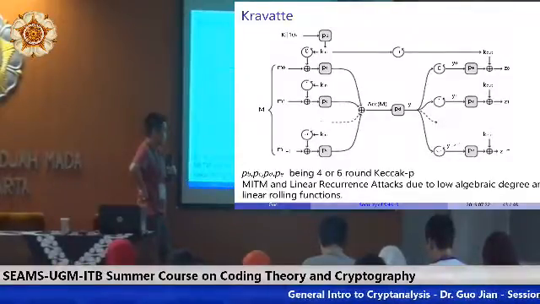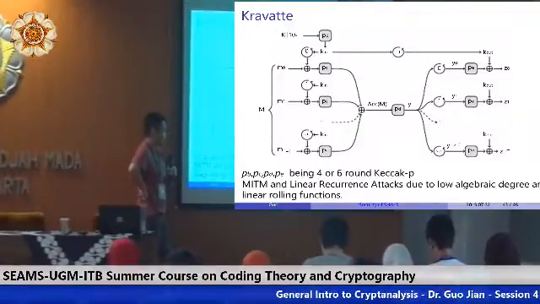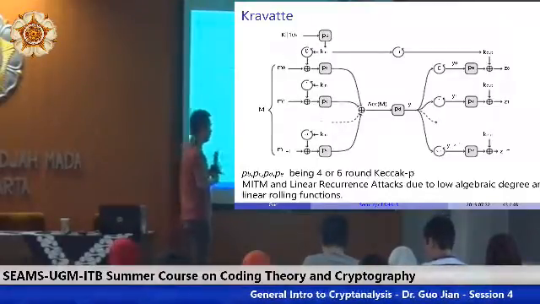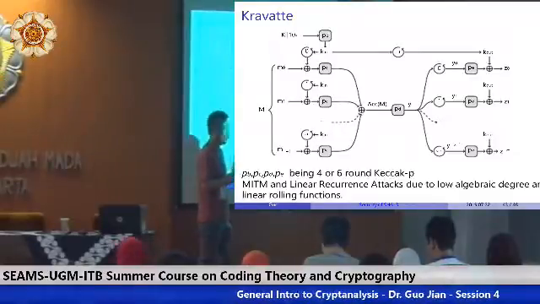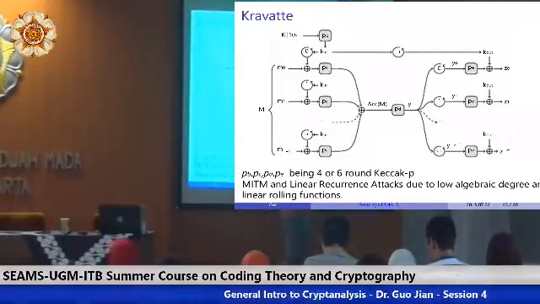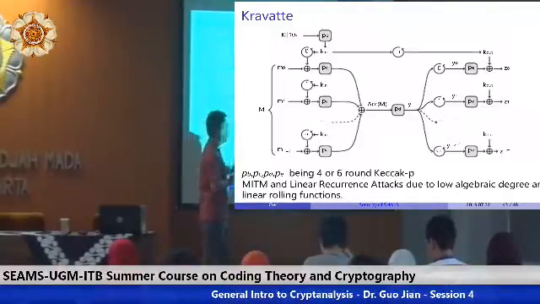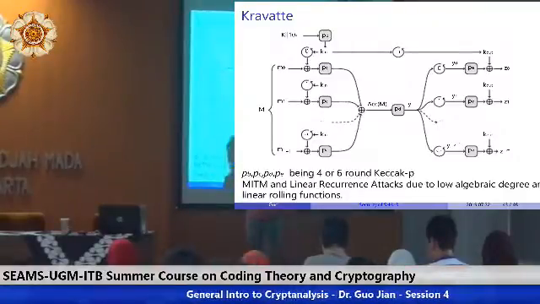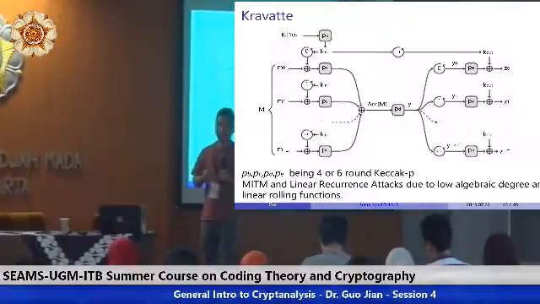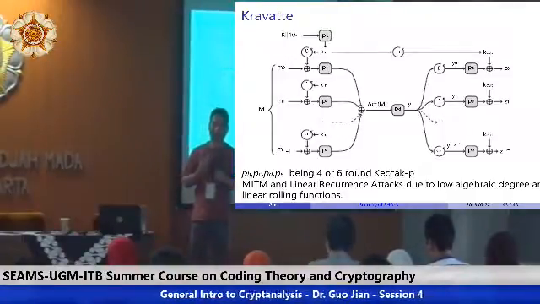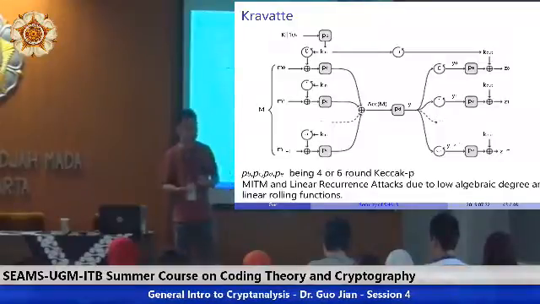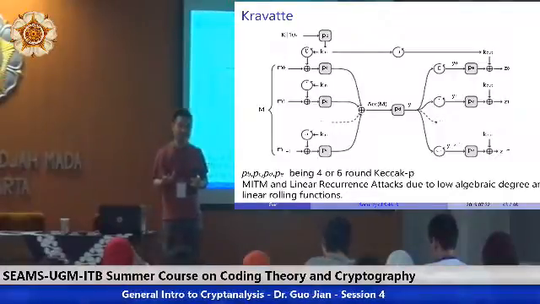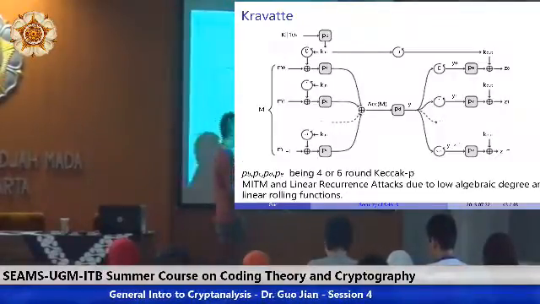And this can be attacked by meet in the middle and the linear recurrence attack due to the low algebraic degree. Just imagine if you get 4 rounds here and 4 rounds here, in total, 4 plus 4, you get 8 rounds. 8 rounds, if you split into 7 plus 1, for 7 rounds, the algebraic degree is 128. If you can come up with a linear structure of size a bit more than that, you are able to see a zero sum in the output.